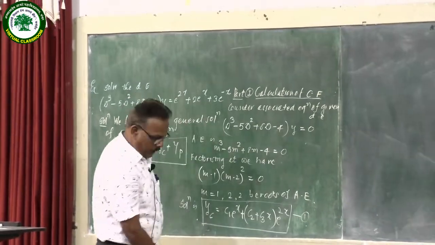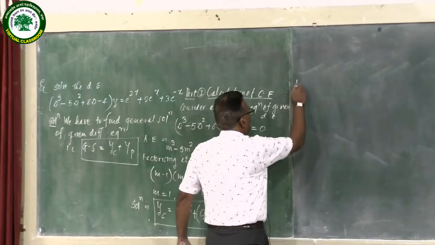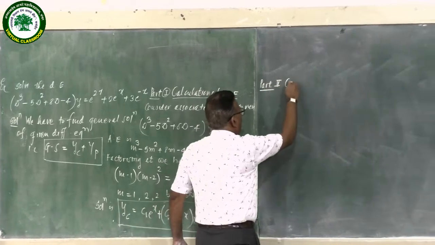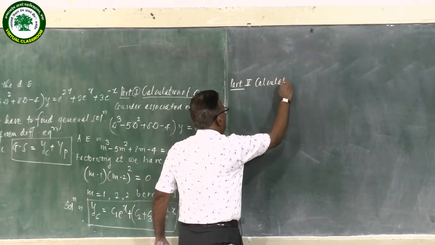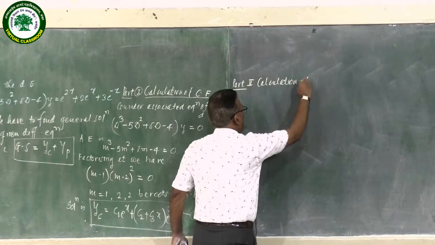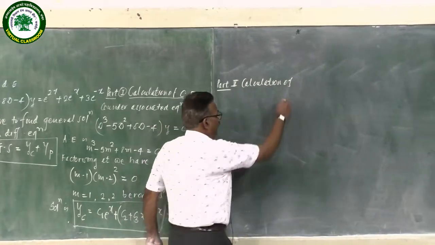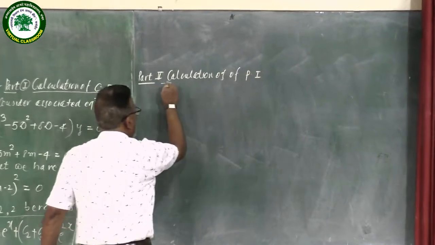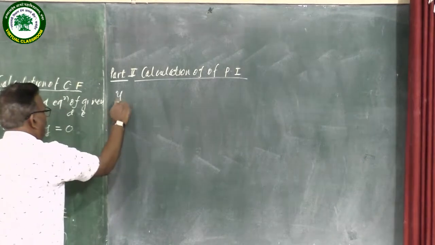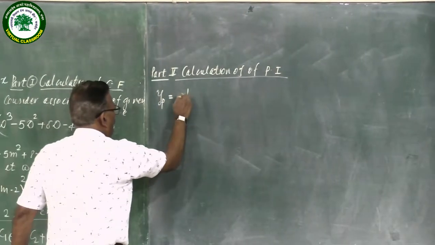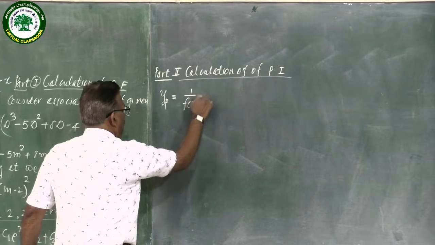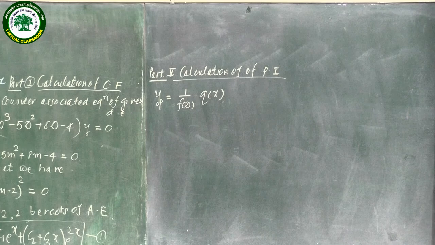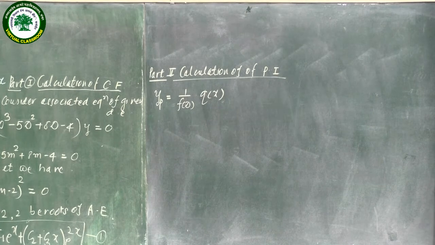Now, another part, part 2, a very important part: calculation of the particular integral, that is yp is equal to 1 over f of D into Qx. Qx is the right hand side. See here, Qx has 3 functions.